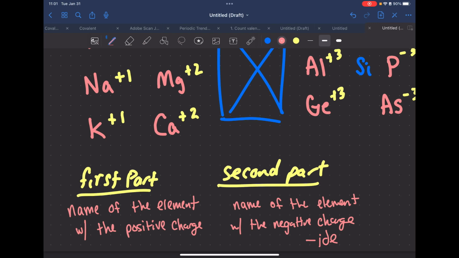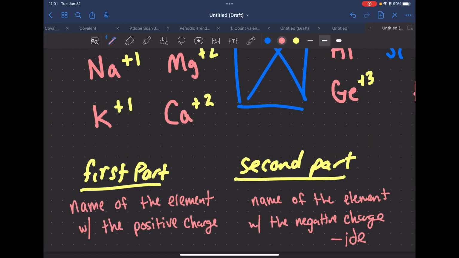So for instance, NaCl is sodium chloride. Sodium, that's just the name of the element with the positive charge. Sodium has a +1 charge, so it's just sodium. The second element in that formula is Cl, which is chlorine. And chlorine, when it turns into an ion, has a -1 charge. So that's going to go second. But we change it to end with "ide", so it's going to be chloride, sodium chloride.